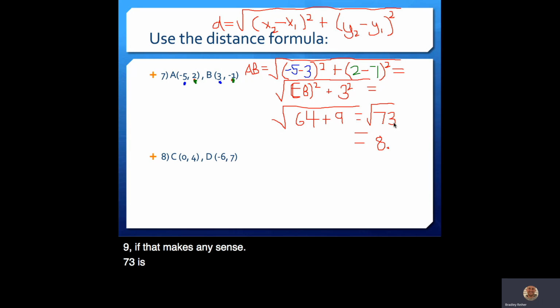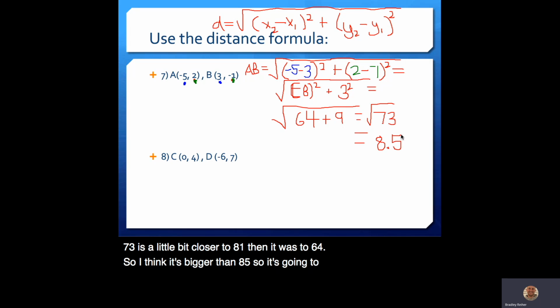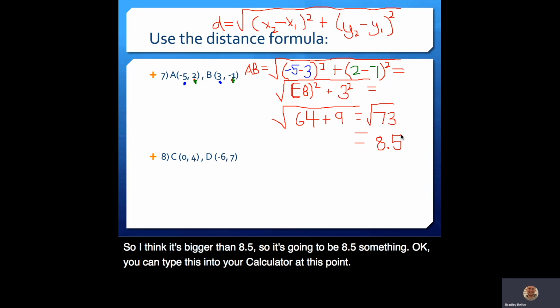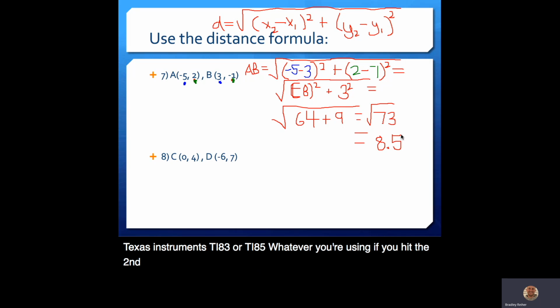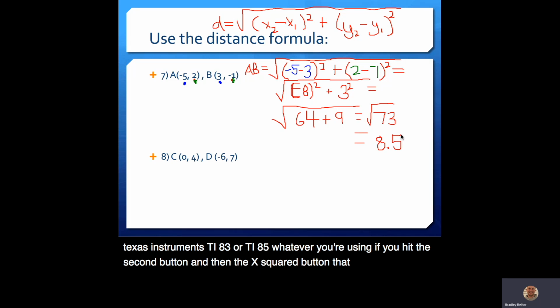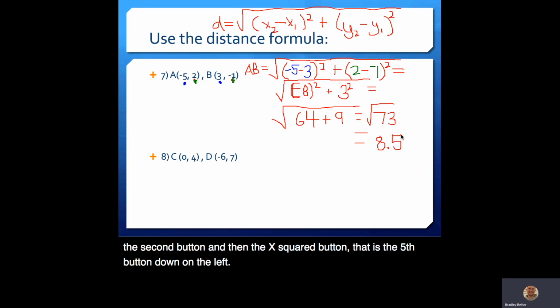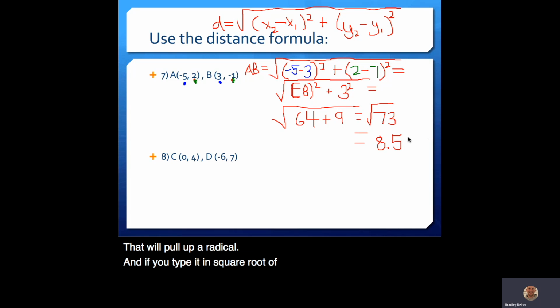73 is a little bit closer to 81 than it was to 64. So I think it's bigger than 8.5. So it's going to be 8.5 something. You can type this into your calculator at this point. The square root sign, if you're using a Texas Instruments TI-83 or TI-85, whatever you're using, if you hit the second button and then the x squared button, that is the 5th button down on the left, that'll pull up your radical. And if you type it in, square root of 73 ends up being 8.5, we'll call it 4.